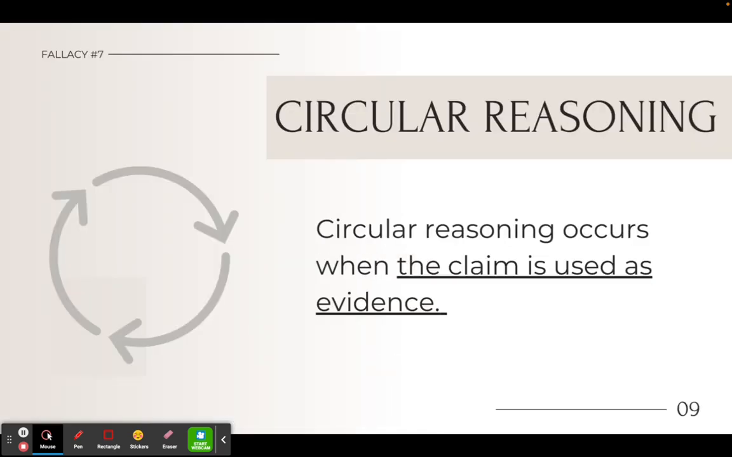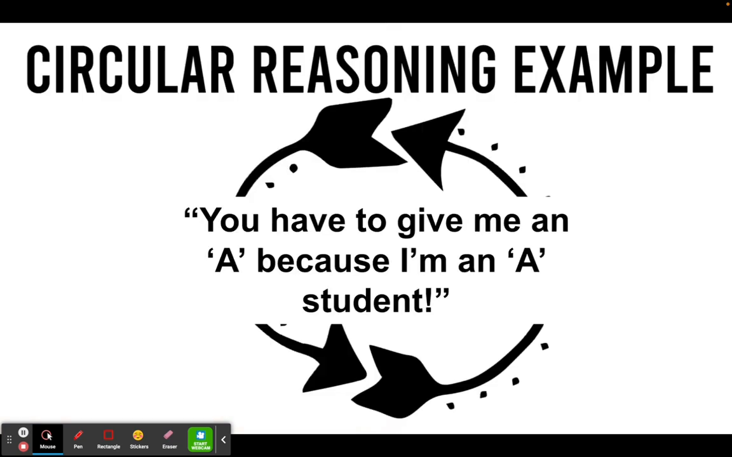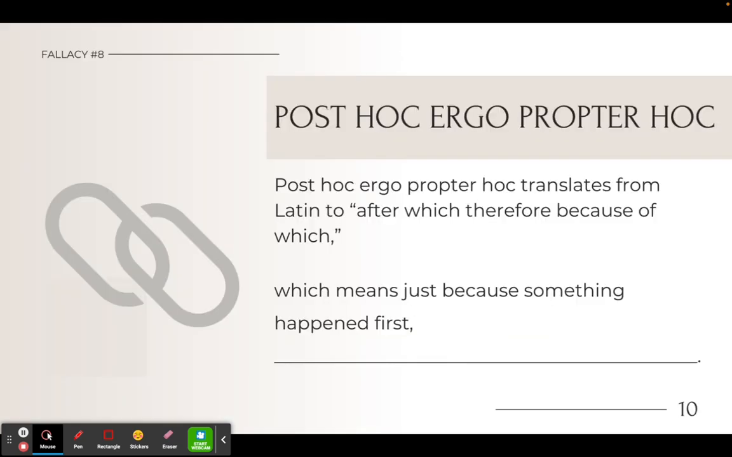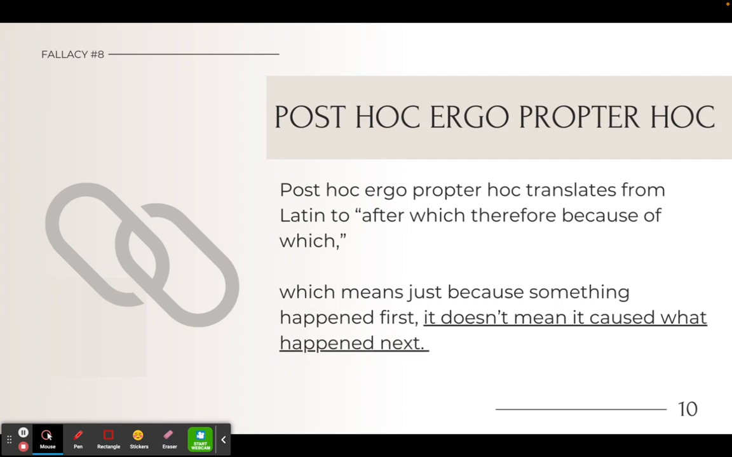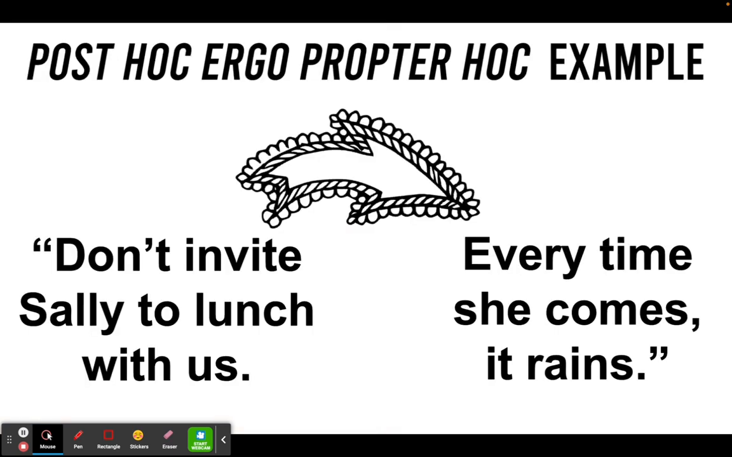Circular reasoning is when the claim is used as the evidence and it just spins around and around and around. Post hoc ergo propter hoc, which is Latin for after which, therefore, because of which. It means that just because something happened first, it doesn't mean that it's what caused whatever happened next to happen. So it's kind of like correlation does not equal causation.